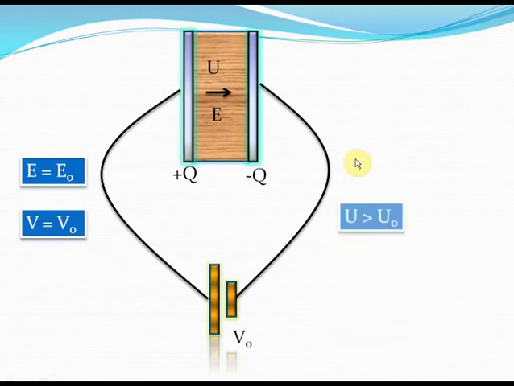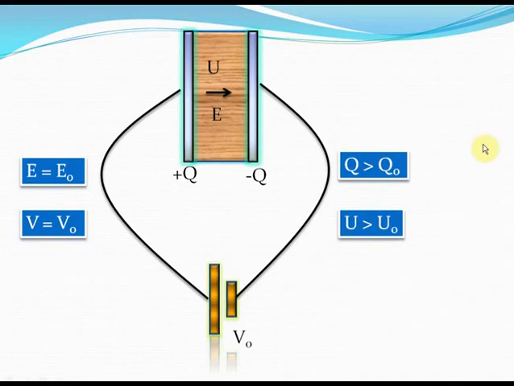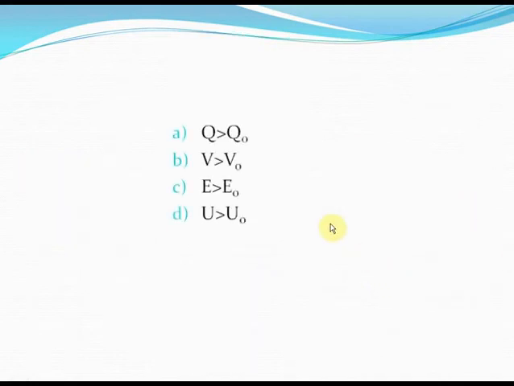V is V naught. U is greater than U naught and Q is greater than Q naught. When we write all these expressions, we can carefully tick our options. Only option number A and option number D are correct. That's because Q is greater than Q naught, U is greater than U naught, but V is equal to V naught and E is equal to E naught when a battery is connected across the capacitor plates. Understood? So that was such a simple IIT JEE problem based on the core concepts that we just discussed.